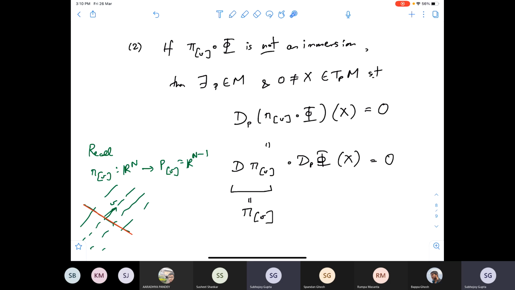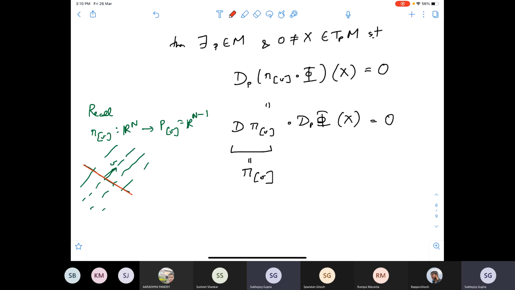The derivative of the linear map is the same as the derivative of the map itself. So if you have some vector which this linear map sends to the 0 vector, then that's the same as saying that pi v of this vector is 0. And pi v is 0 if and only if dp phi of x is in the same direction as v. So that's the direction that gets collapsed in this linear map.